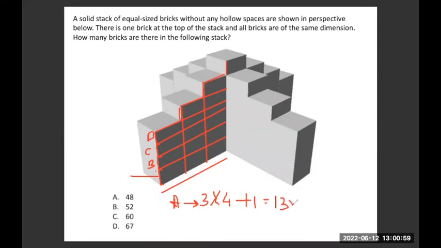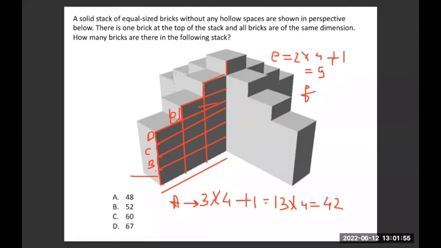So for all the 4 rows, this is happening. So 13 into 4 is how much? 42. Is that clear? Now this is only till that much part. The next part, row E. For row E, 2 into 4 plus 1 is what will be the formula for that. 2 bricks, this one. Those 2 bricks will be happening on all the 4 sides. So 2 into 4 plus 1 brick which will be in the middle. So 2 into 4, 8 plus 1, 9. So E will have 9 bricks.